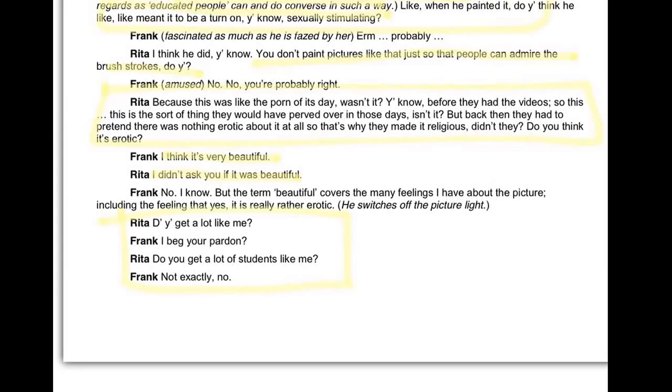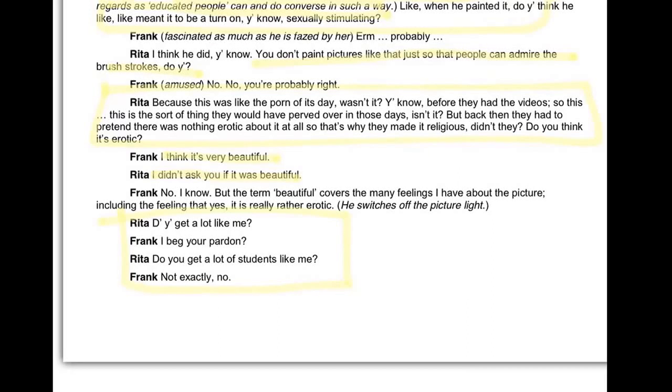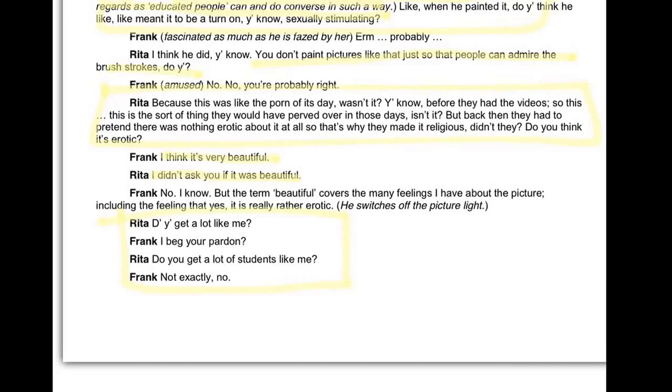"Do you get a lot like me?" "I beg your pardon?" "Do you get a lot of students like me?" "Not exactly, no." Now there's two meanings in that ending. One, does he have a lot of Open University students? These Open University students are regular people who have signed up to go and get a degree later in life. But the other meaning to this is, do you get a lot of people like me as students? It works on a number of layers.